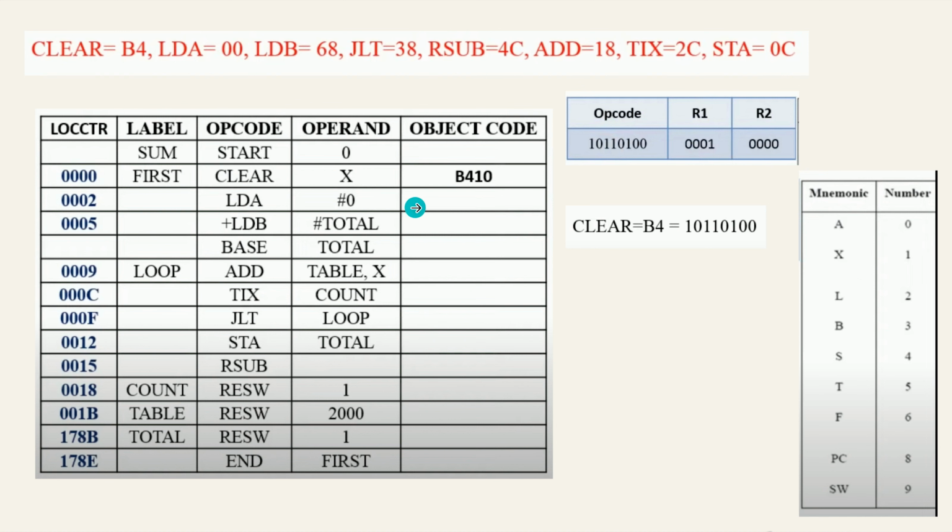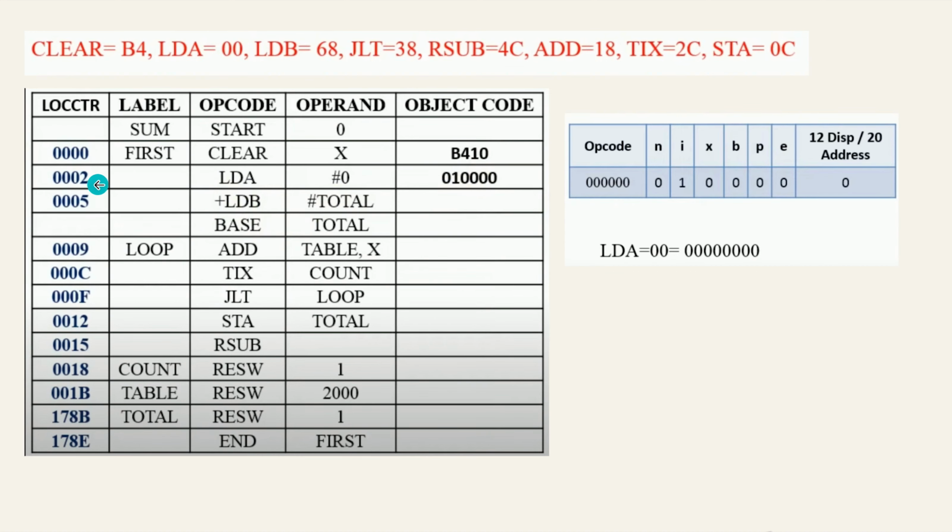Let us see now the second statement, LDA #10. It starts at this location, and this is the line number. Okay, LDA #10. What is the opcode value for LDA? It has already been given, that is 00. So LDA means 00. How is it represented in bits? In this way. Since it is a format 3 instruction, we will be taking the first 6 bits. Correct. So how do we represent it in our object code format?